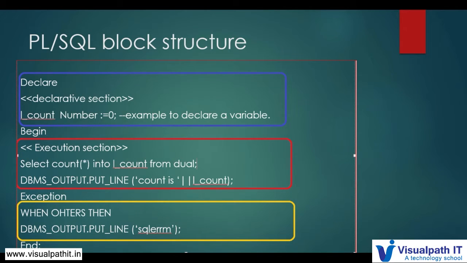Now after begin, the execution block starts, where I am performing some kind of logic. Like in this particular example, suppose I am getting some kind of count from the dual table, and then printing that count to the user. So this is my logic. I have written my logic in the execution section, which is highlighted in red. And there is also an exception section which is highlighted in yellow, where you can write your exception handling.